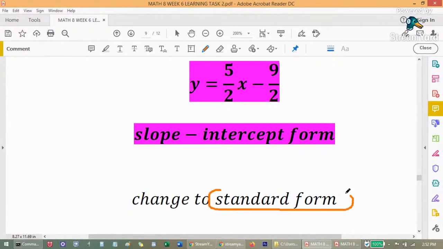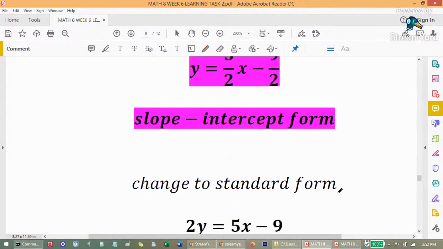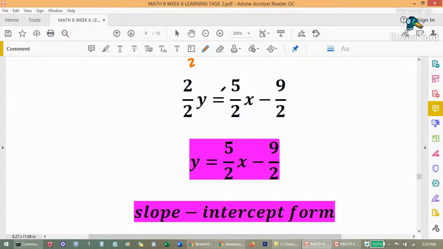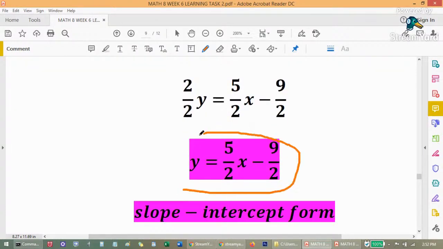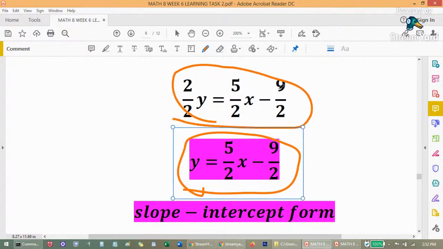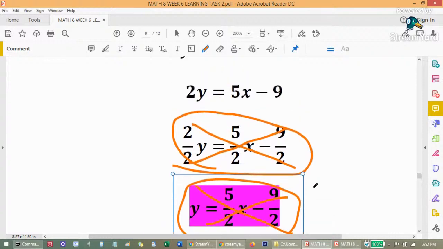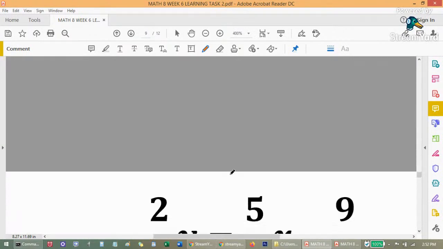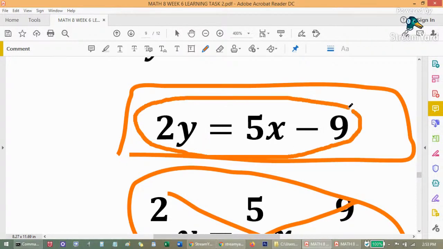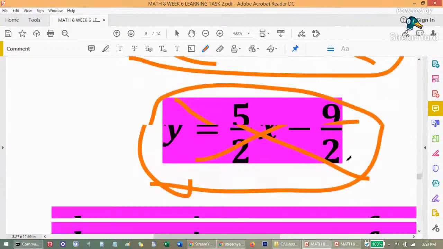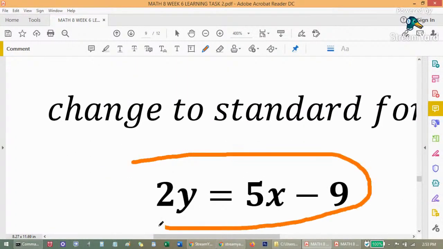Palitan natin yan into standard form. So, hanapin natin yung pinakahuling equation na walang fraction. Okay, so hindi to, hindi rin to. Okay, ito. Ito, 2y equals 5x minus 9. Yan ang kukunin natin. 2y is equals to 5x minus 9.